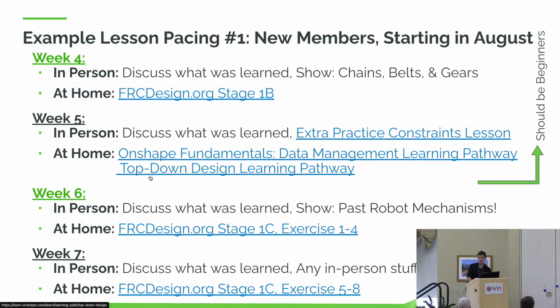So they should, at this point, be able to take a sketch given to them, and with some mentor assistance, they should be able to run through and create a subassembly, which is great. Anything beyond here is getting into more of your FRC specific mechanisms. So Stage 1C, exercises 1 through 4 and 5 through 8, you're designing small things. Like, in 1 through 4, you're going to do like a small intake roller.